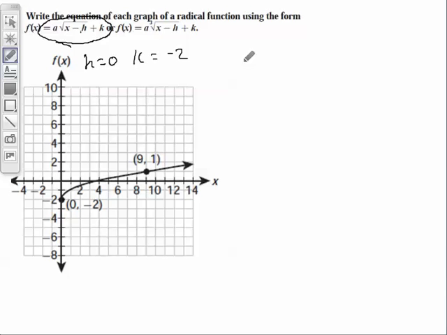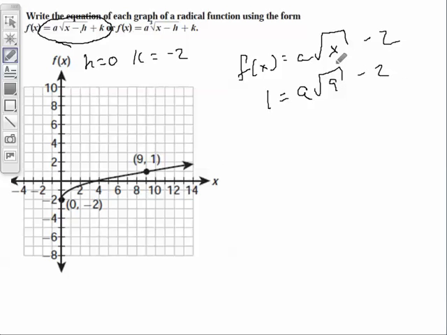And so what I'm going to have is f of x is equal to a times the square root of x minus 2. I can now take either one of these 2 points. It won't matter which one. So I'm going to take the bigger one there. 1 is equal to a times the square root of 9 minus 2. I'm going to add the 2 to both sides, and I'm going to get 3 is equal to a times 3. Well, if I divide by 3, a is equal to 1.